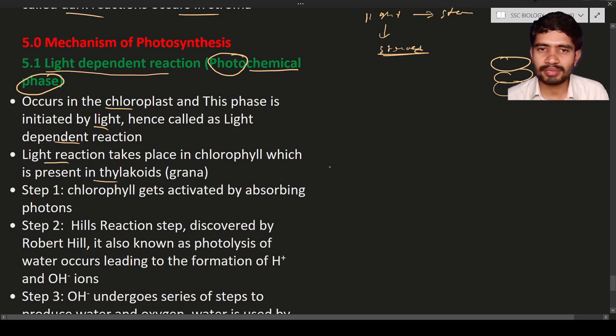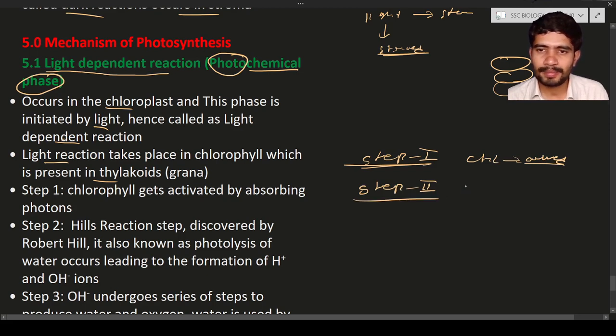There are three steps. Step one is the activation of the chlorophyll. Chlorophyll will get activated by absorbing sunlight. Next is step two, in which we will see the photolysis of water.